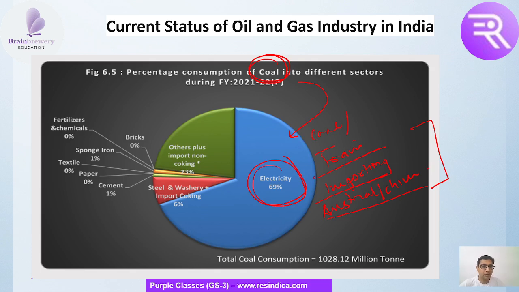Then after that we can see steel washery, import coking coal, then 6%. Then other import of non-coking, 23%, we are utilizing in other places. So maximally we are utilizing it in the generation of electricity. And in 2021-2022 the total consumption stood at 1028.12 million tons.